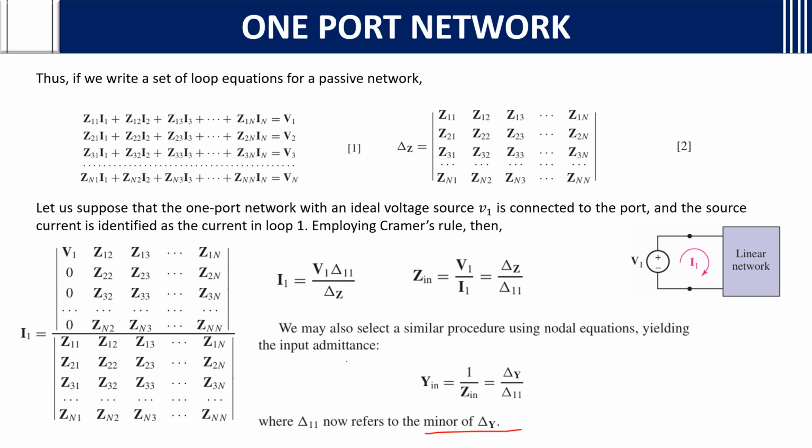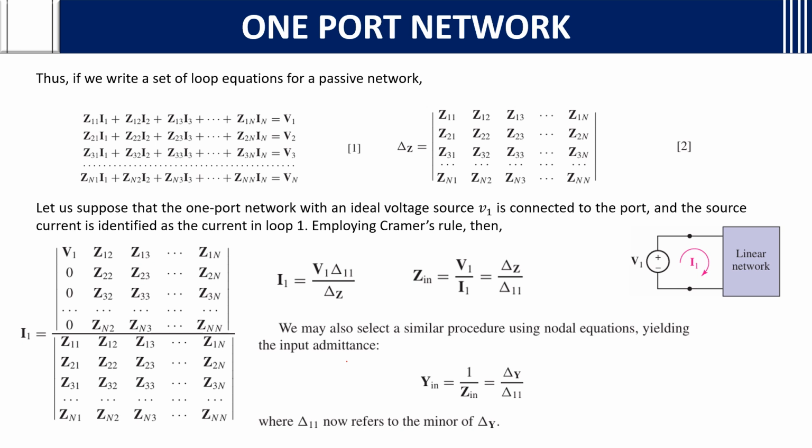Y. I am sorry, I have told delta 11 as a cofactor, but it is not a cofactor. Delta 11 now refers to the minor of delta Y. Here delta 11 refers to the minor of delta Z. Okay, please do correct that. If I'm telling wrong, I'll correct it then and there.